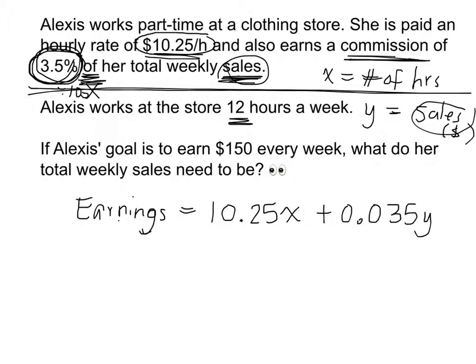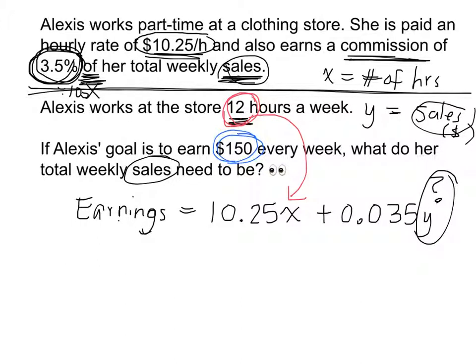Let's continue reading. She works at the store for 12 hours. Where can I plug in this 12 into the equation? Good. And it says if her goal is to earn $150 a week, what do her sales need to be? Well, this is what's unknown. Where would I plug in 150? If she earns 150, we know her earnings, so I'm going to plug that in here. 150, that's her goal.